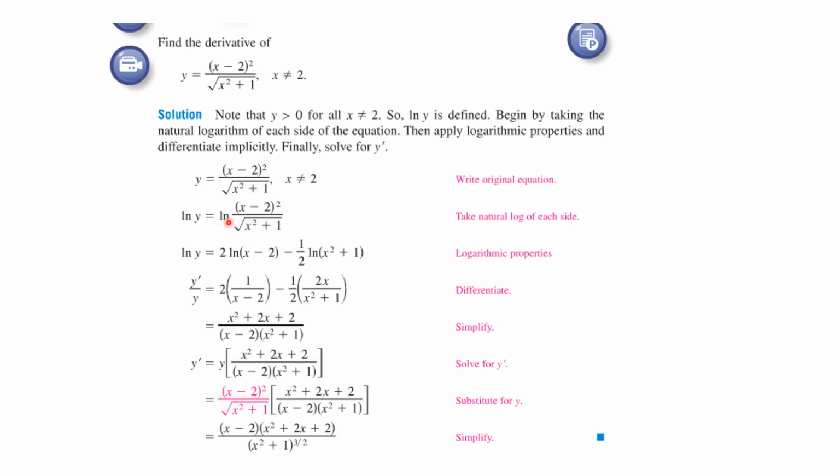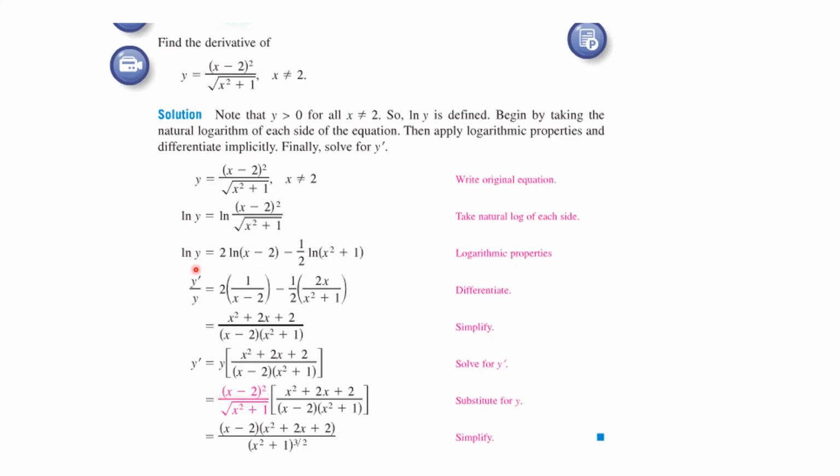Again, this is going to be the logarithm of the numerator minus the logarithm of the denominator, but then I'm going to use those power properties, bringing these constants inside. So you see the ln of y is going to be 2 times the natural logarithm of x minus 2, minus, the 1/2 can go in front, the natural logarithm of x squared plus 1. Those are just logarithmic properties.